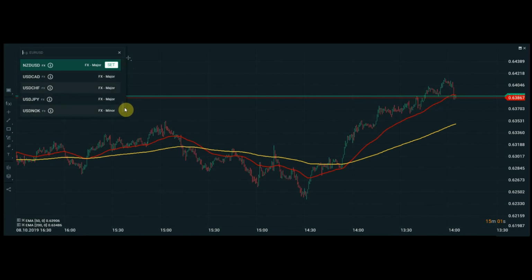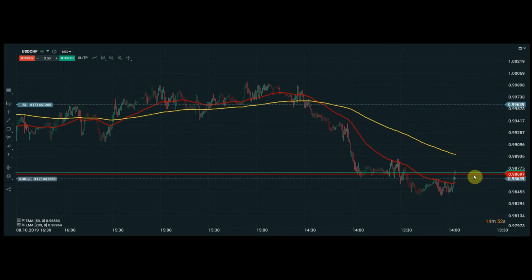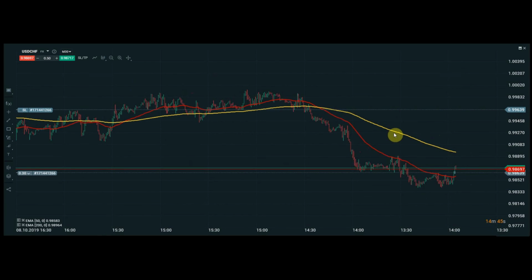Dollar Swiss. There we go. So dollar Swiss, okay, so there's a nice trade there it would have taken today. You actually see we're in a trade at the moment on dollar Swiss. You can see the entry price and the stop loss here. So this is a different strategy I'm running.